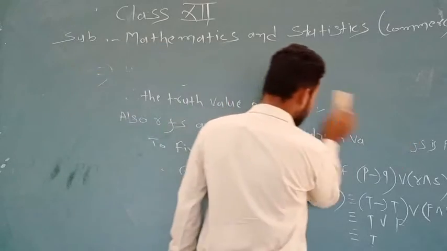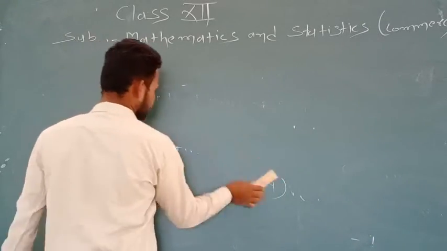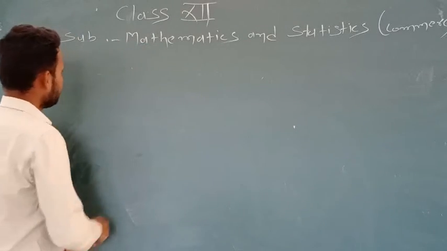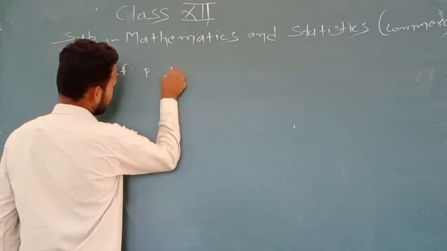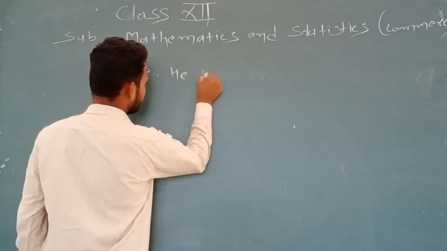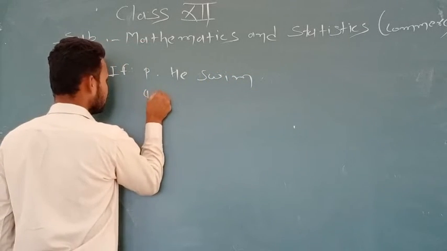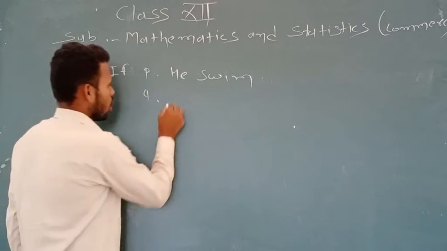Now next example. Now let us take the next example. If statement P denotes he swims, and statement Q denotes water is warm.